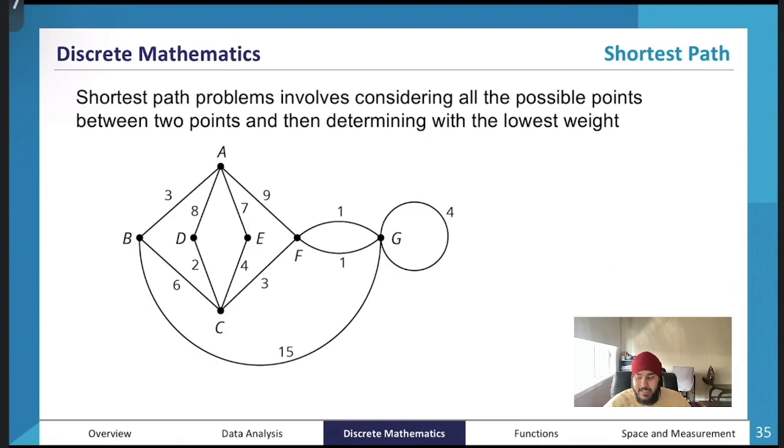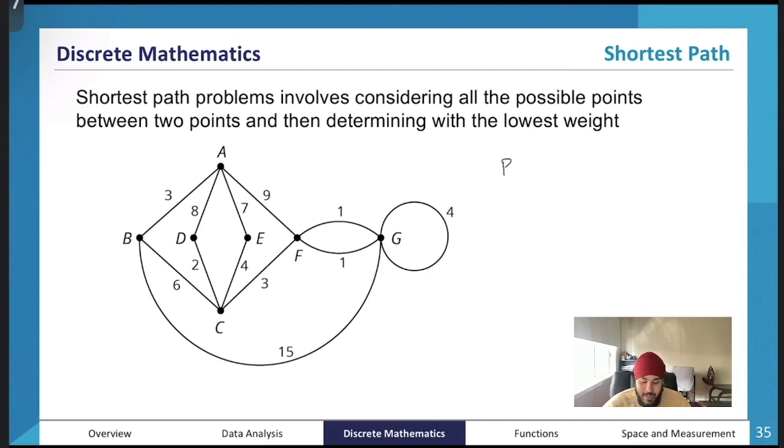Like I said, let's say we want to go from B to G. So what are the different paths that I can take? I can go from B to A to F to G. I can go from B to C to F to G. Or I can go directly from B to G. So let's determine what each of these paths are and how much.